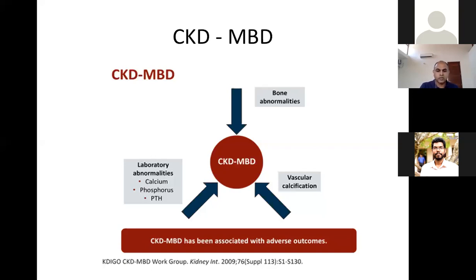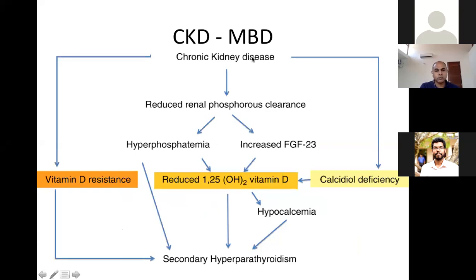Now we try to see how this happens. This is one of the famous slides. You would have been taught this during your basic sciences and later in the nephrology module, how these things happen during CKD. Initially when the GFR drops, there's reduced clearance of serum phosphate, and there's accumulation of phosphate, and also another substance called FGF23 which also accumulates, and these lead to a reduction in 1-alpha hydroxy vitamin D level, and that in turn leads to reduced calcium level, ending up in secondary hyperparathyroidism.